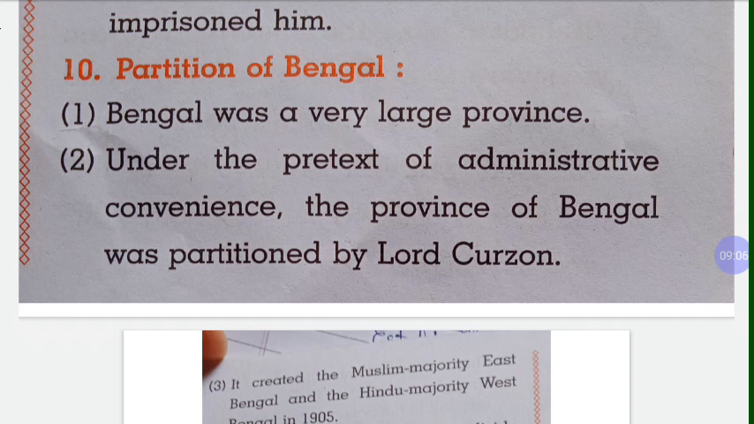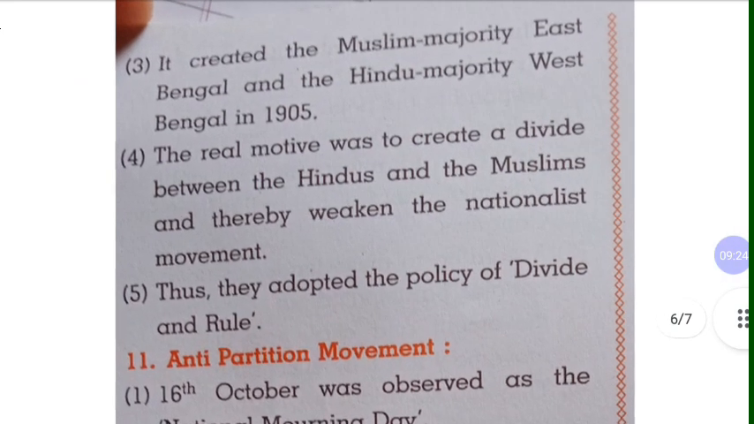They only told people that this province is big, ये बहुत बड़ा है, we cannot rule, we cannot administer this. But their main intention was to divide the country, to divide people. They didn't want to bring the Indians together, and that is the reason Lord Curzon partitioned Bengal. And let's see how it was partitioned.